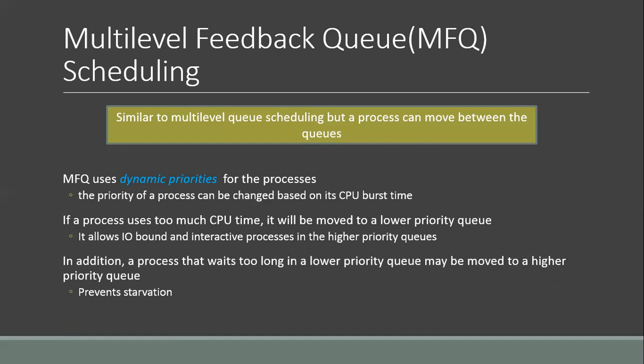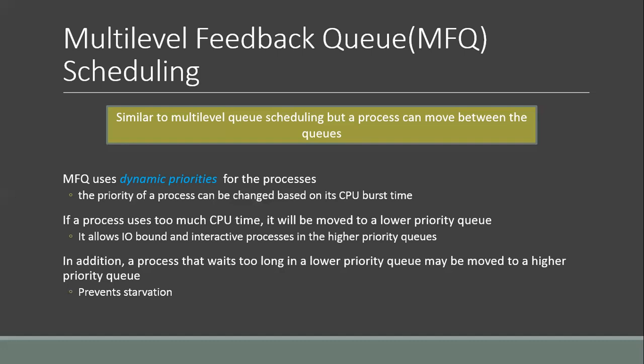As you can recall, in multi-level queue scheduling, a process in a lower priority queue may starve, because if there is a continuous stream of high priority processes, then this low priority process will not get the CPU. Hence, it may starve.